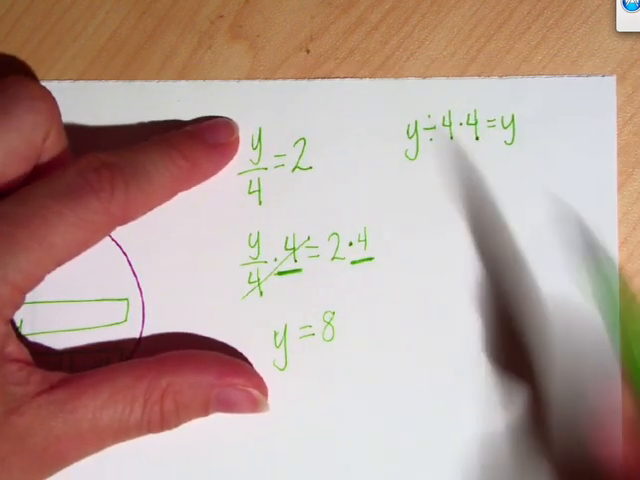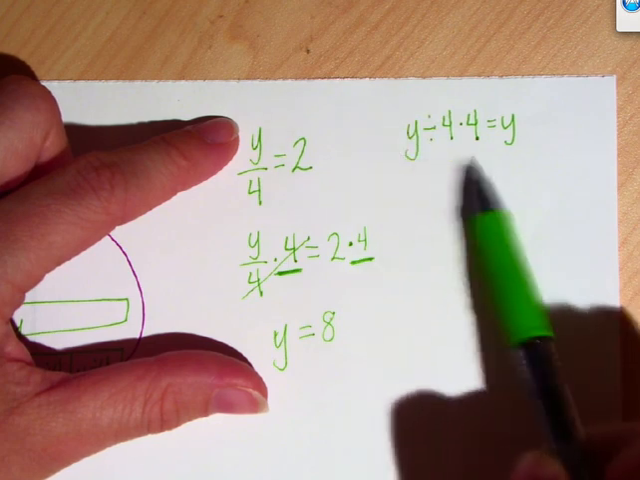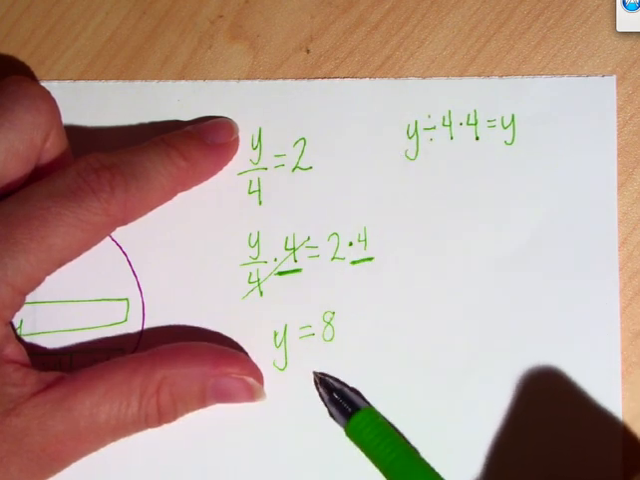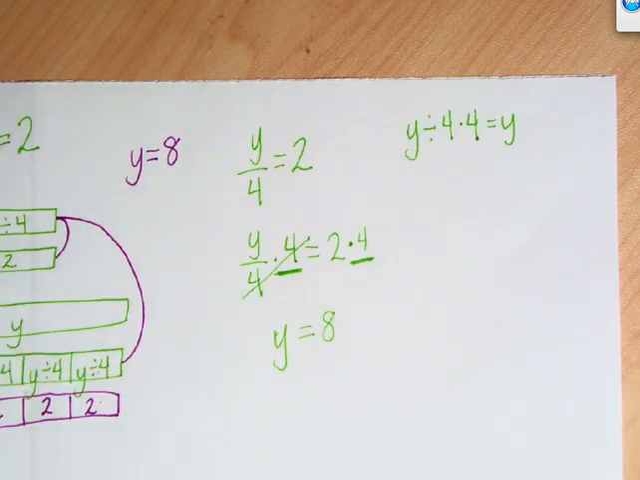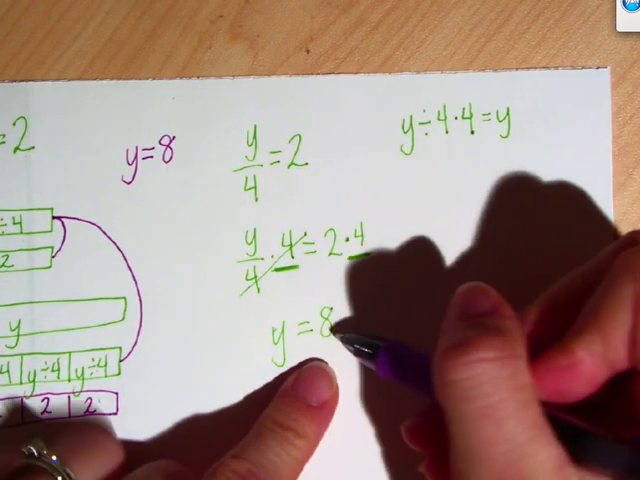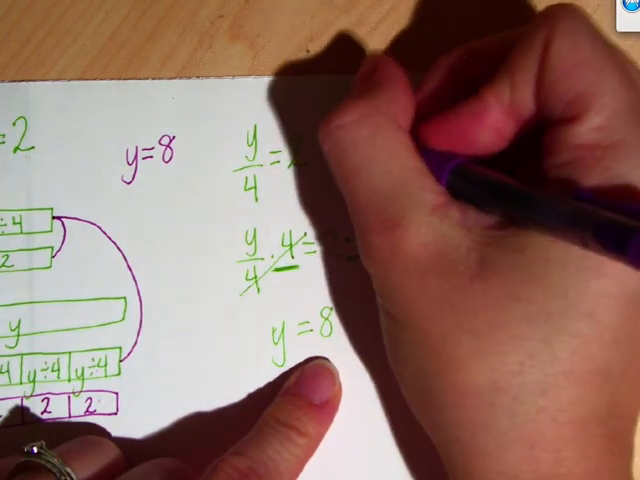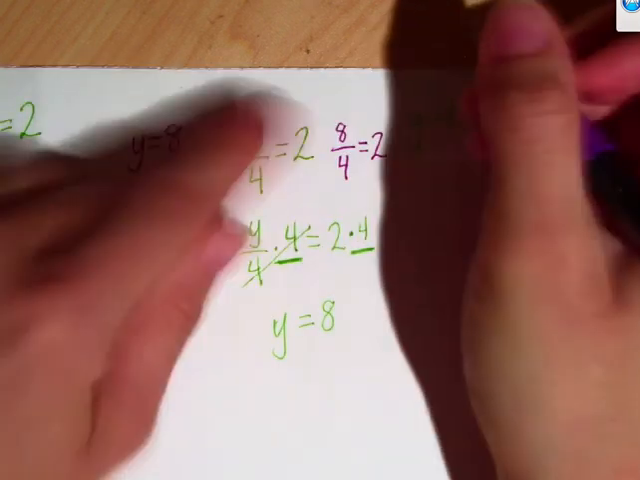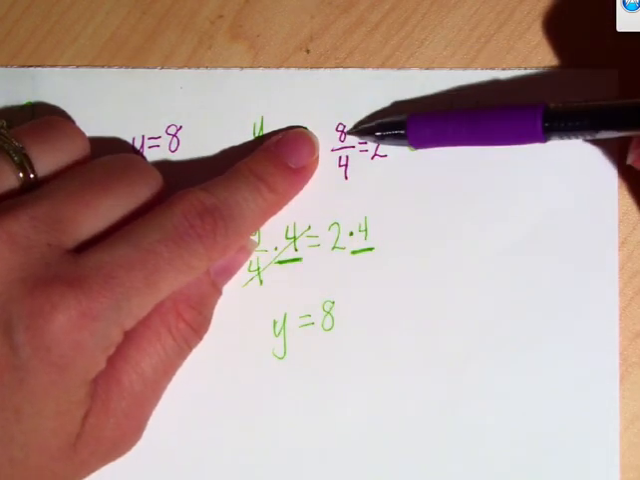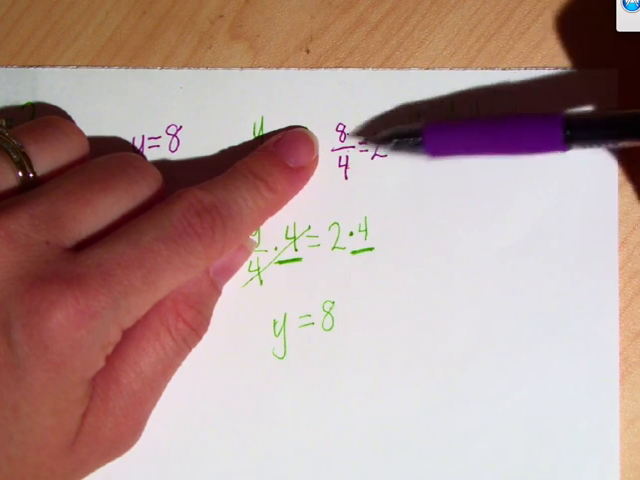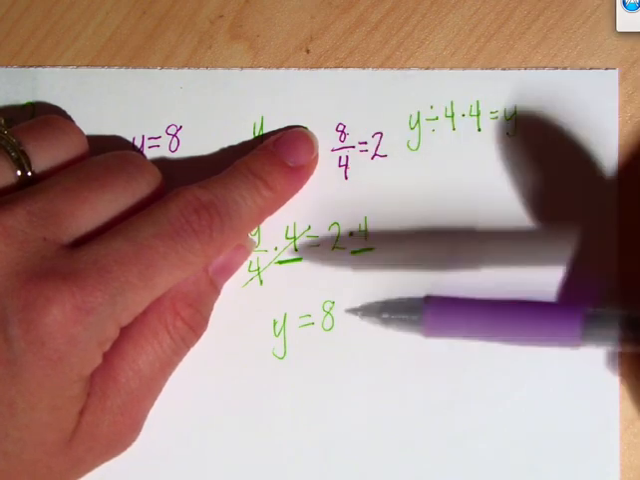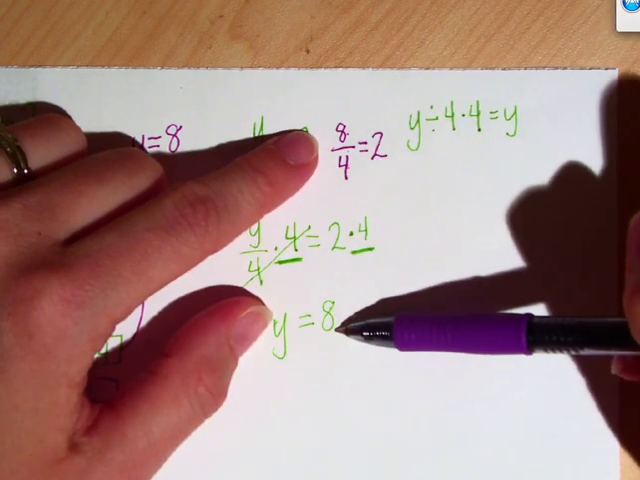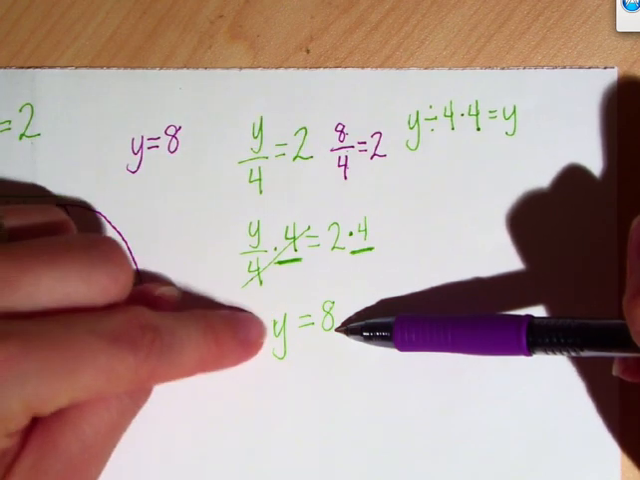So once you understand the y of it, you understand the identity property here, you can move on to this step. Let's substitute and check. If y equals 8, then our problem is 8 divided by 4 equals 2. Is that correct? 8 divided by 4 does equal 2, so therefore y equals 8 is a good answer.